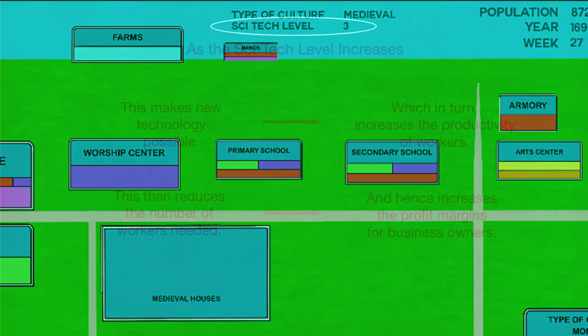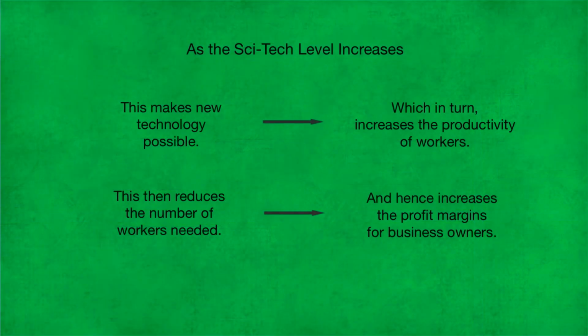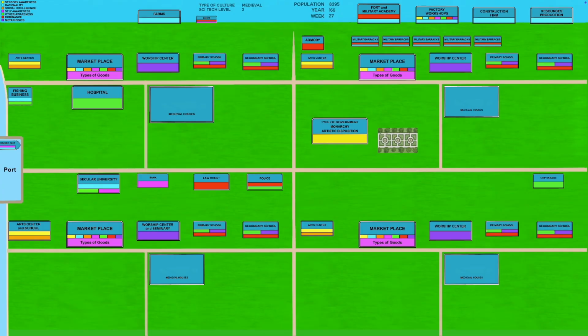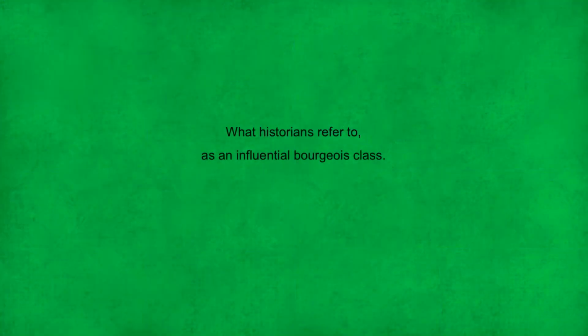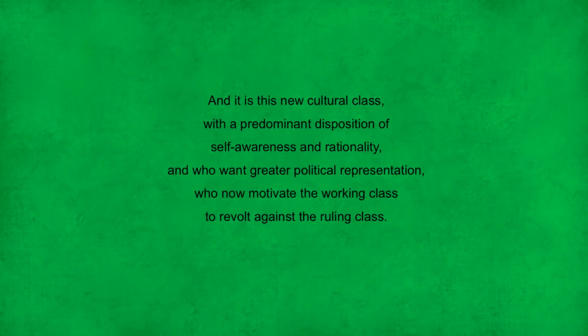And importantly, as the science technology level increases, this makes new technology possible, which in turn increases the productivity of workers. This then reduces the number of workers needed and hence increases the profit margins for business owners. Consequently, the merchants and businessmen become wealthier each generation, and gradually they come to form what historians refer to as an influential bourgeois class. And it is this new cultural class, with a predominant disposition of self-awareness and rationality, and who want greater political representation, who now motivate the working class to revolt against the ruling class.